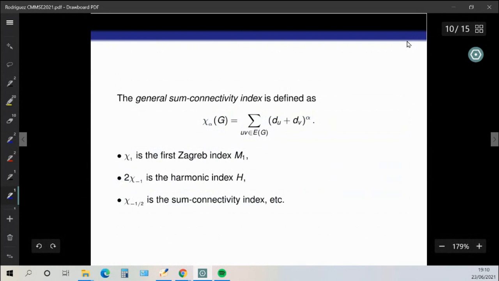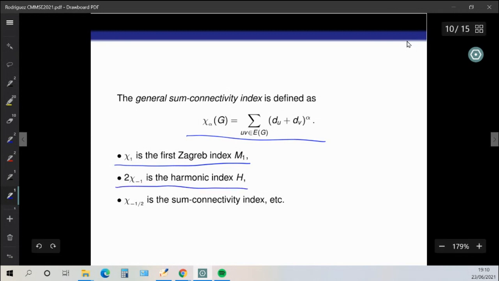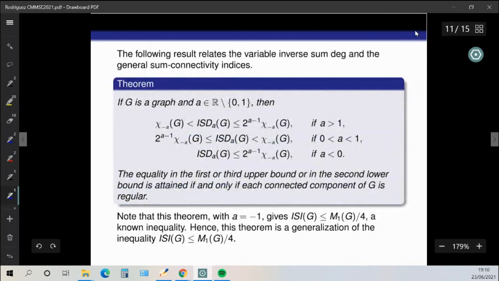Well, the general sum connectivity index is defined by this formula. This is important since it generalizes many important indices. If alpha is equal to 1, then we obtain the first Zagreb index. If alpha is minus 1 and we multiply the index by 2, we obtain the harmonic index. And if alpha is minus 1/2, we obtain the sum connectivity index.